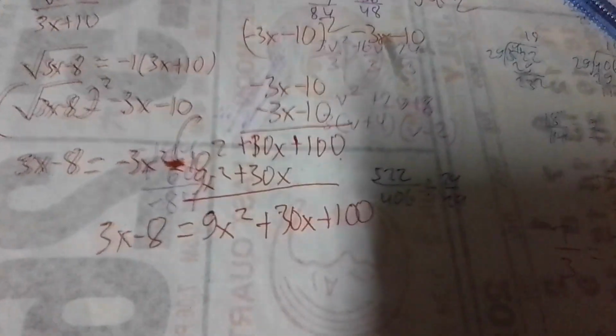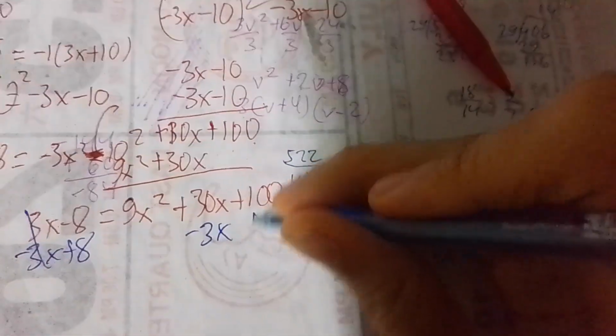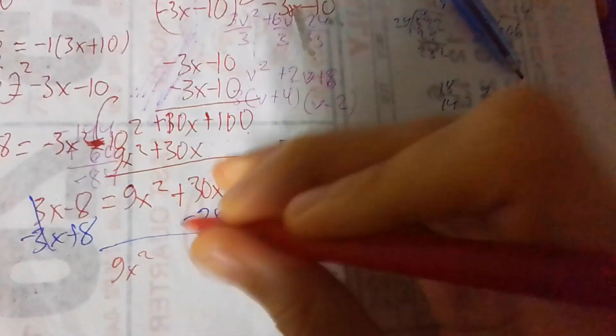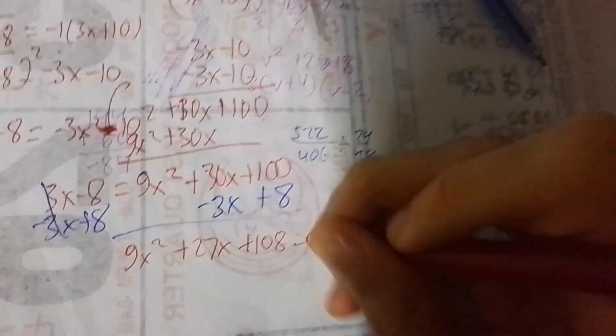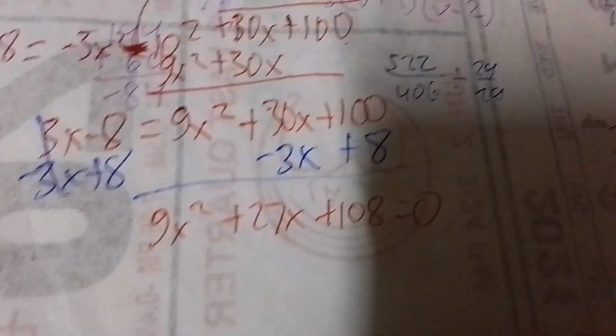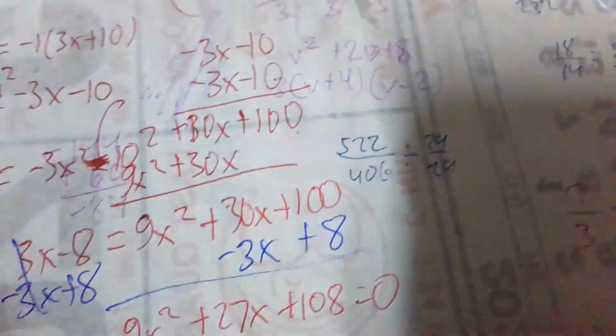Now what do? We need to set our equation equal to 0. How do you do that? We need to subtract both sides by 3x to get rid of this. Okay, whatever you do on the left side, you do it on the other side. Then add 8 here to add 8 here. So now we're just left with 9x squared plus 27x plus 108 equals 0. But wait a minute, look at the numbers. Can this be factored out? I think it can. Yes, it can.